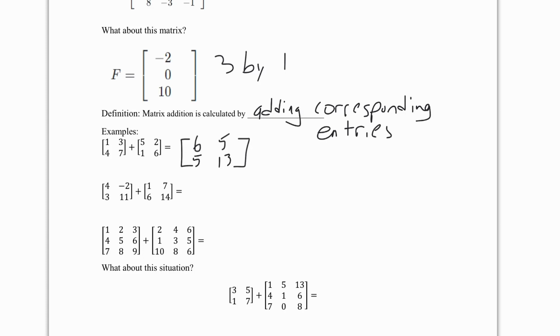Which is really the only way to add it. It wouldn't make sense to add it any other way. We look at the 1 and the 5 and we add those up, the 3 and the 2, and so on and so forth. So pause the video and try these next two examples for adding matrices.